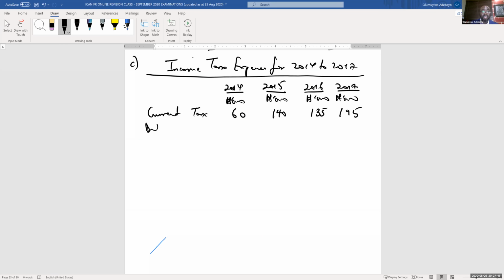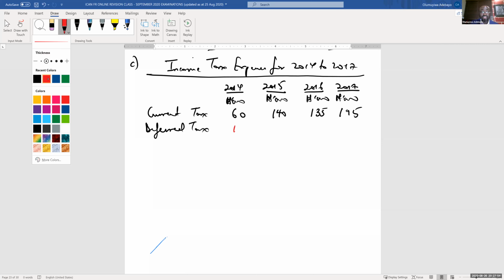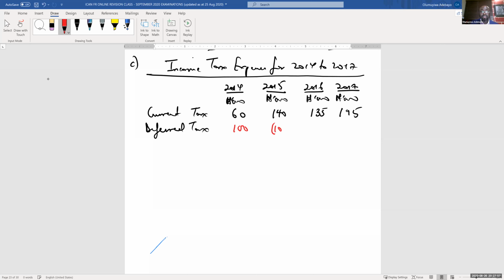Okay, now the deferred tax. It was 100, credit of 10, credit of 15, and credit of 75. When we sum it all, what do we have? We have 160, 130, 120, and 120. Now, what does that signify?